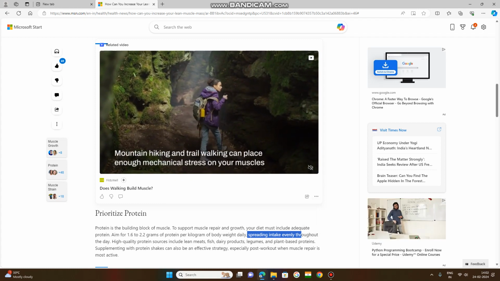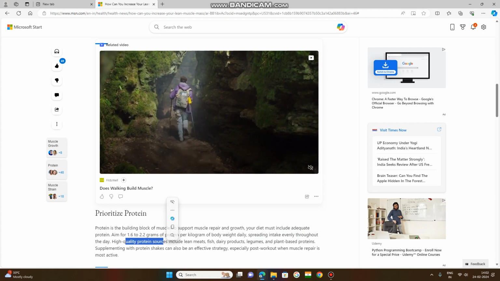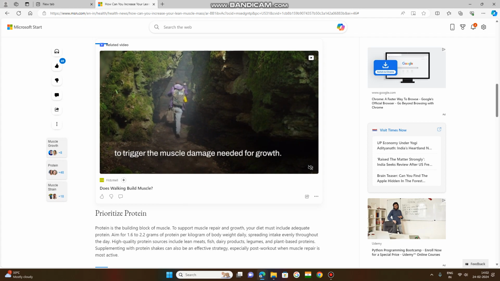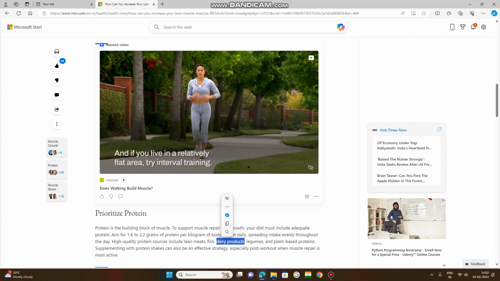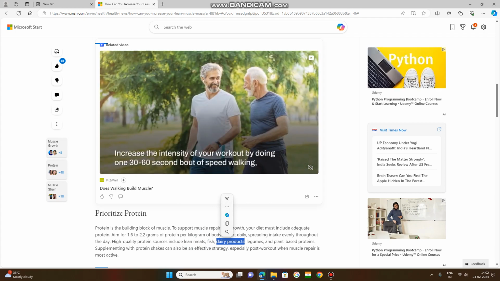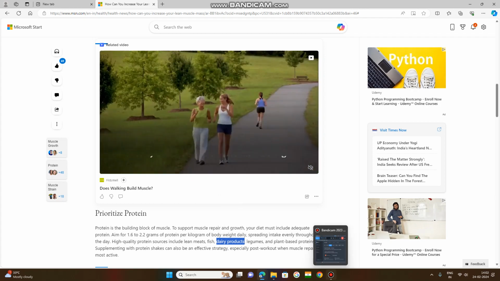High quality protein: what are the sources of protein? Lean meats, fish, dairy products like cheese, ghee, and milk. Legumes. Legumes are what? Legumes means pulses.